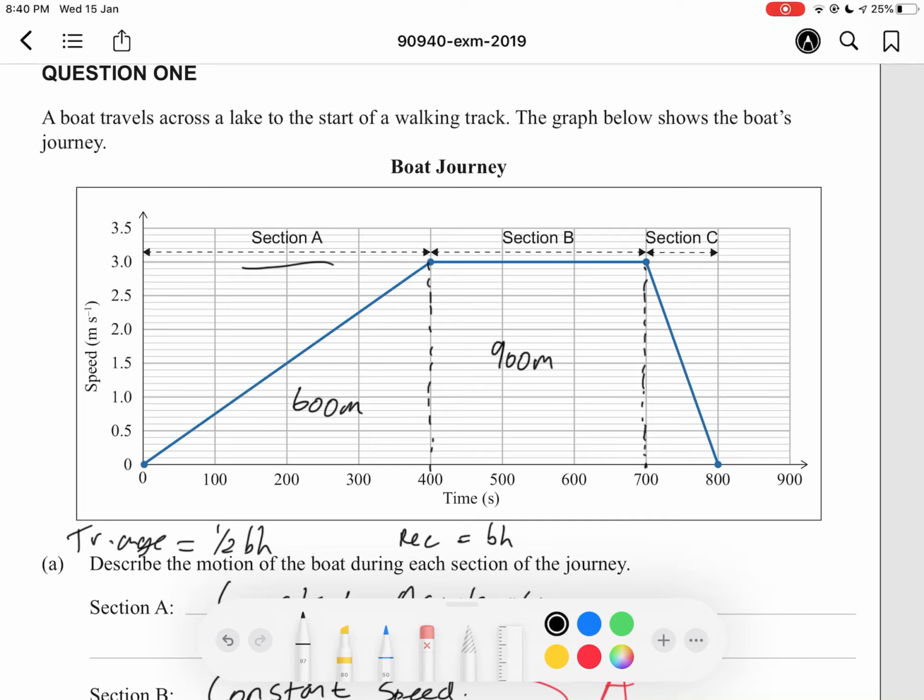For section C, it's another triangle, so we're going to use half base times height. The base is 100 multiplied by the height, which is 3 meters per second again. So that's 300 divided by 2, which is 150 meters for section C. And if you add these three distances, you should get your answer of 1,650. So 600 plus 900 plus 150, the total is equal to 1,650 meters.